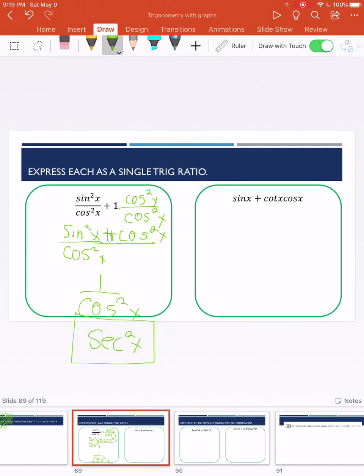Sine x plus cotan x times cos x. So another strategy I use whenever I see any type of reciprocal function or even tan, something that I can write as a fraction, I'm going to replace that with a fraction. So if you go back to your formula sheet, you will see that cotan is equal to cos over sine. So we are going to replace that cotan with cos over sine.